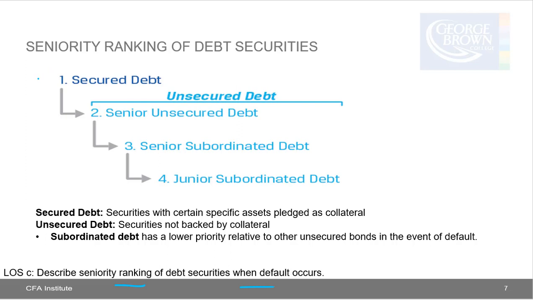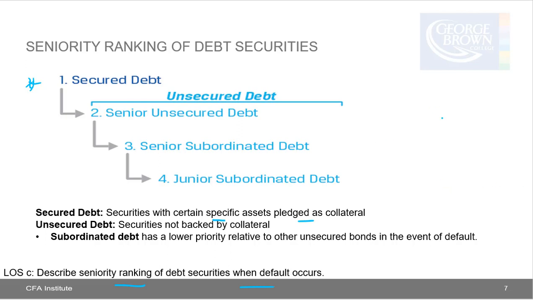So first we're going to look at secured debt. And secured debt are securities with certain specific assets pledged as collateral. So when a borrower issues a secured debt security, it pledges certain specific assets as collateral, such as plant, property, and equipment to the bondholders. Therefore, in the event of a default, the bondholders are legally entitled to take possession of the pledged assets.